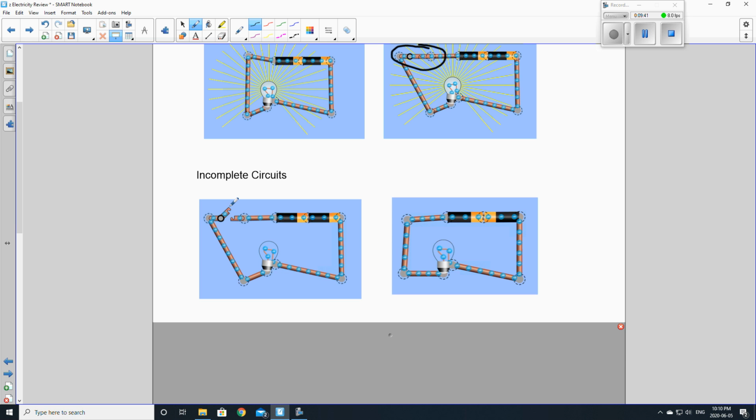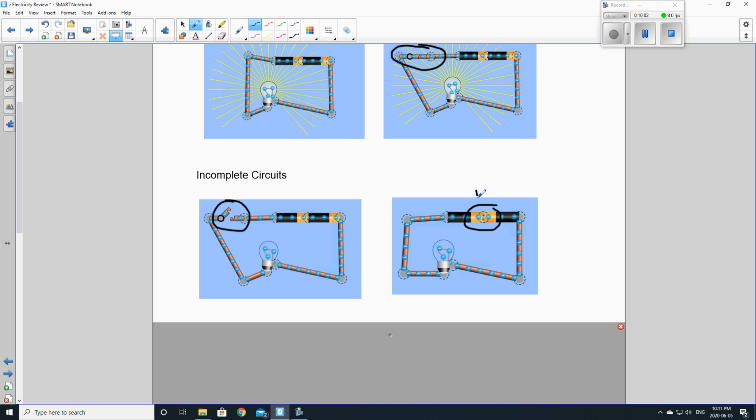Over here we have an open switch. When the switch is open, the metal is not making contact with the metal. That means the circuit is incomplete and the light bulb doesn't light up. Similarly over here, everything is making contact, but take a look at this.